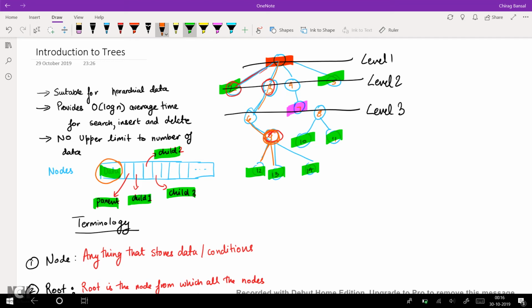The size of the tree is the number of elements, the number of nodes in the tree. Therefore, the size here is 14.